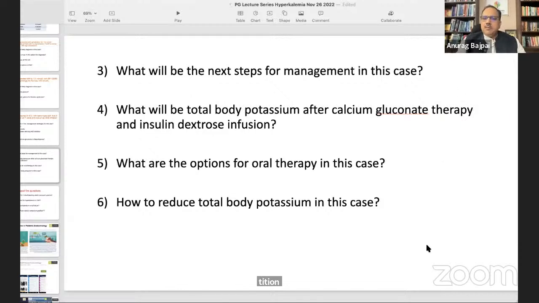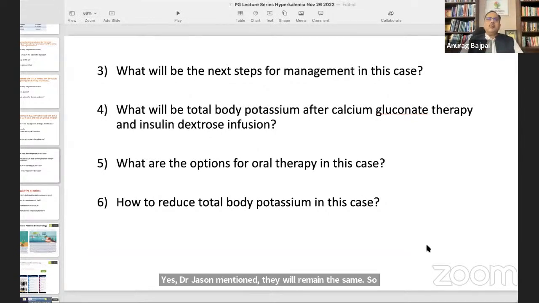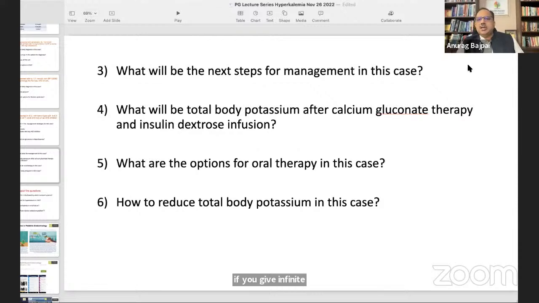Will it increase? Will it be the same? Dr. Rajesh mentioned it will remain the same. So calcium gluconate is only protecting the heart. Even if you give insulin dextrose, you're pushing the potassium into the cell. So total body potassium will be the same.